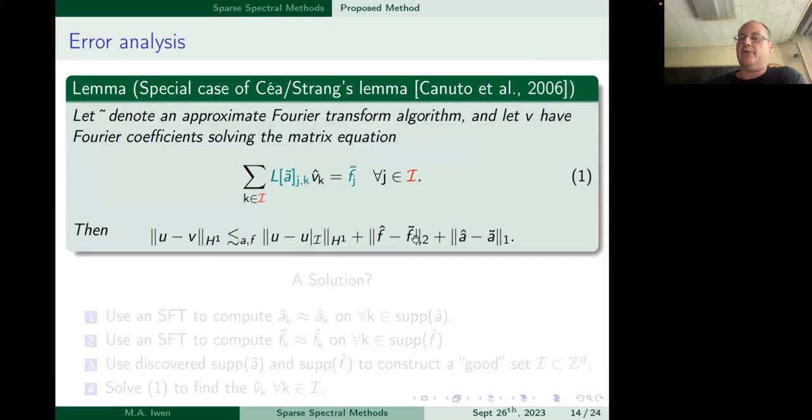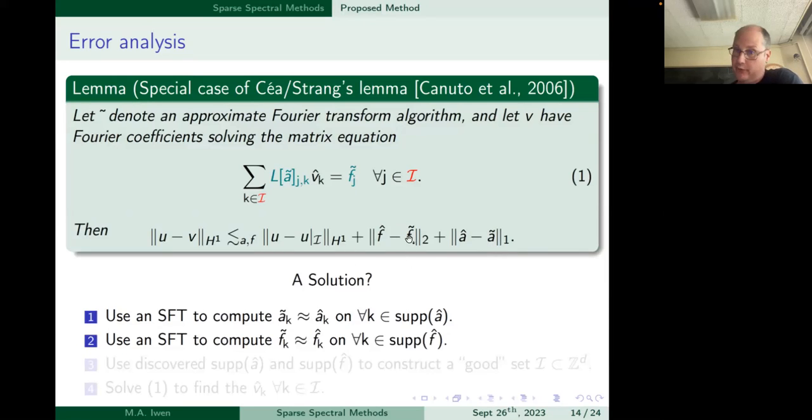And it's also going to, of course, depend on how noisy your approximations of the true Fourier coefficients of f and a are. Okay, so what are we going to do instead? Well, we don't want to use an FFT. It's potentially too slow when the dimension of the problem is too large, for example. So I'm going to use a sparse Fourier transform to approximate these Fourier coefficients of my diffusion coefficient function A.